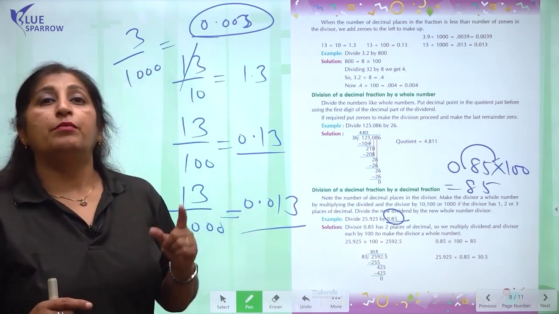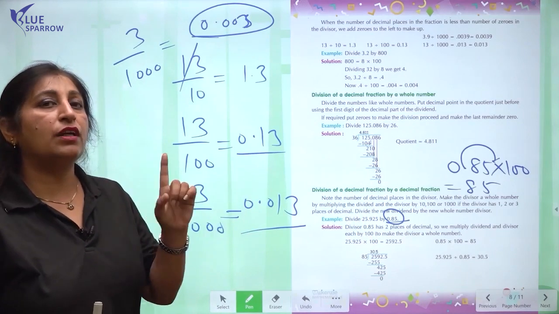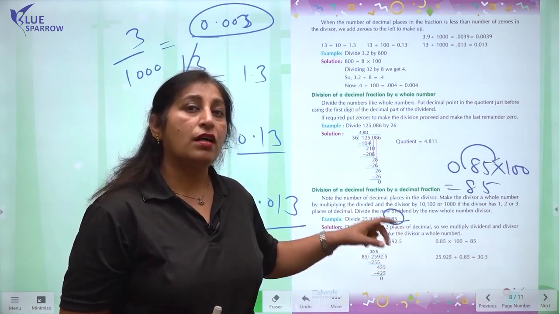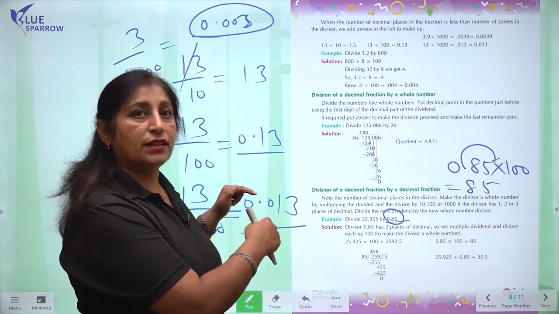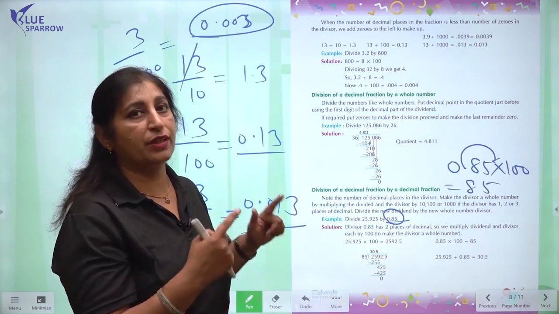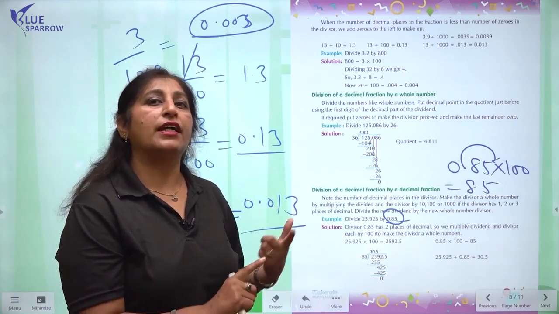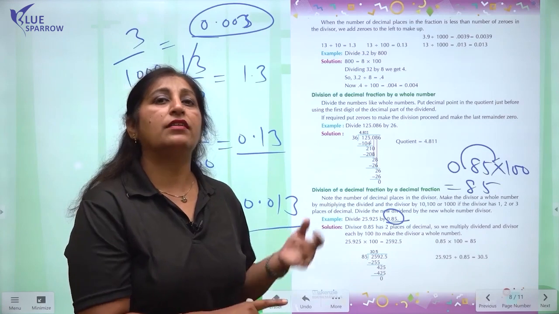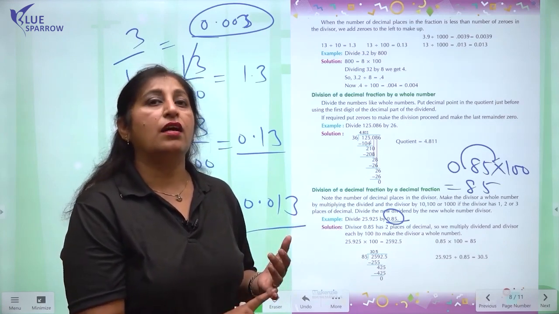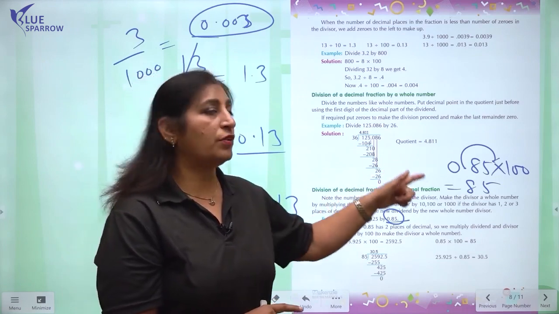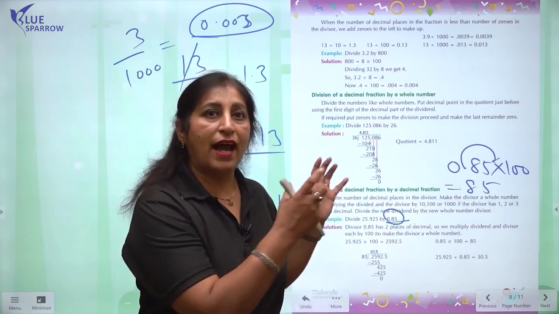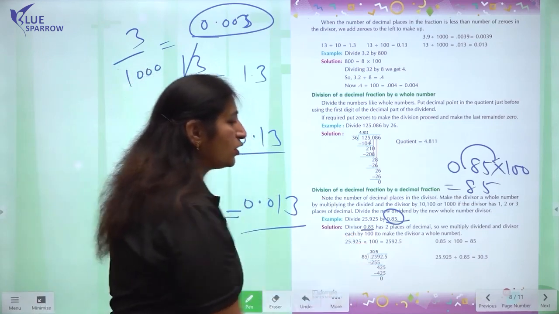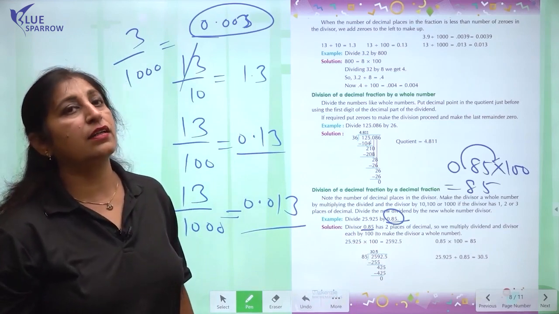But keep in mind that if you convert this number into a whole number by multiplying it with 100, at the same time you would multiply the other number, that is the dividend, with 100 before division. In case of a decimal fraction with a decimal fraction, you need to do 2 steps. First step is to convert the divisor into a whole number, and the number that is required to convert the decimal number into a whole number should be multiplied with the dividend also before division. And here you multiplied 0.85 with 100 to make it 85.